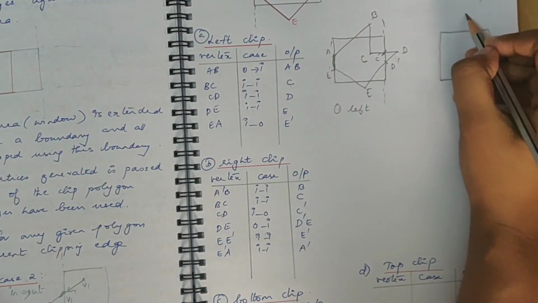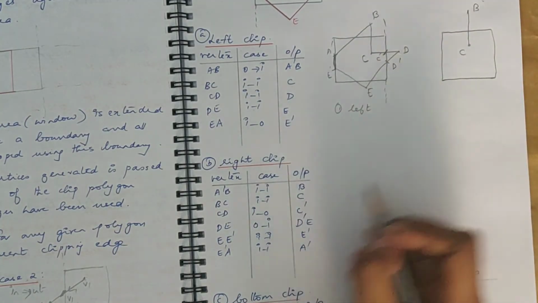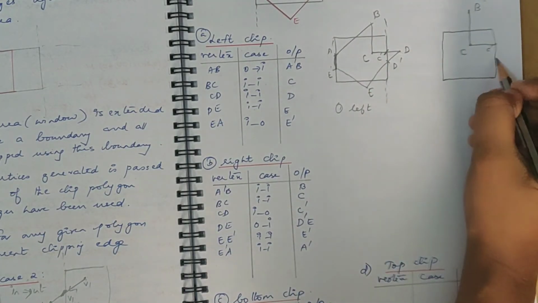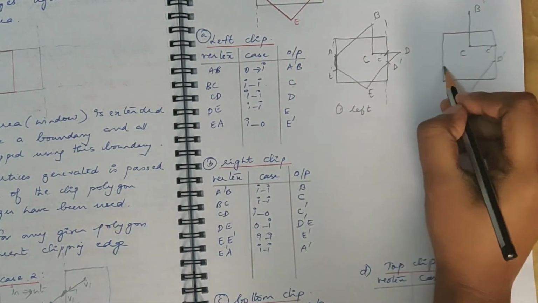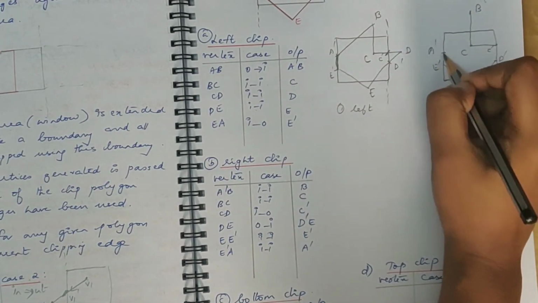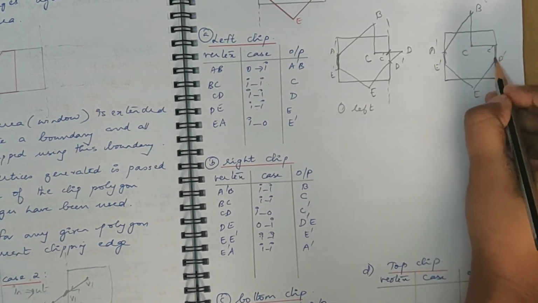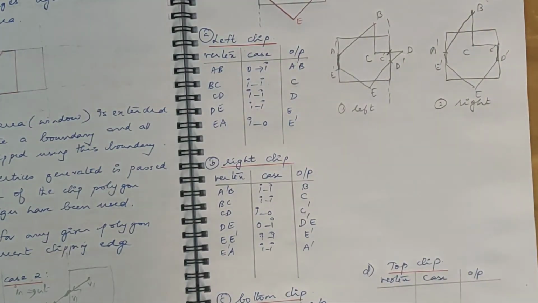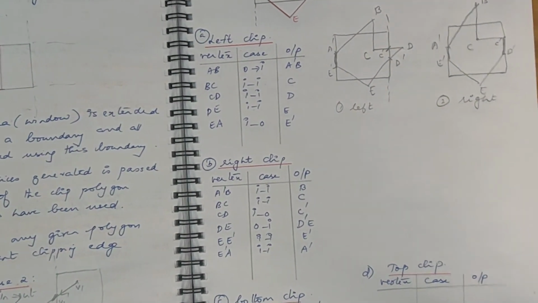You have B, right? Then you have C. Then you have C dash. So C dash comes here. Then you have D dash, E. So D dash is here. D dash, E. Then you have E dash. E dash comes here. Then you have A dash. So this is the polygon after right clipping. Okay. Now let us do the next case where you have the bottom clipping happening.